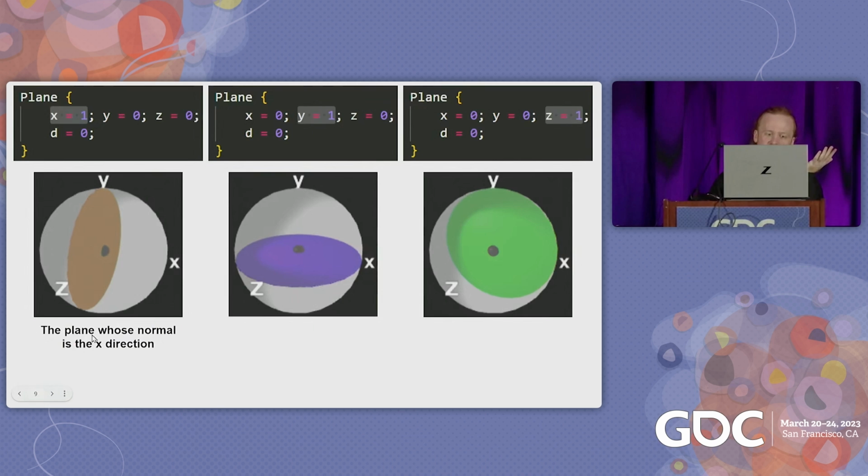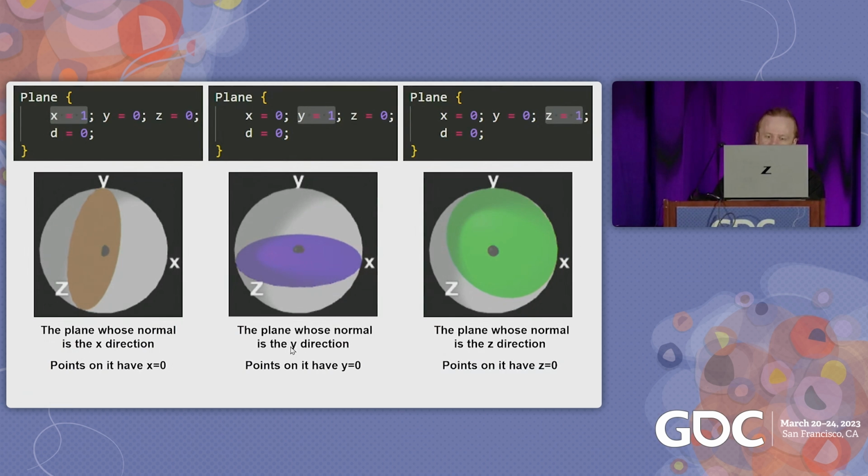You can think of this as the plane, like I say, whose normal is in the X direction. Points on this plane have X equal to 0, which is a little bit confusing, right? The points have X equal to 0, but this plane is the X equals 1 or X equals 2 plane. That's a little bit strange sounding, but you can kind of get used to it. And then this is the Y plane, the plane whose normal is in the Y direction. Points on it have Y equals 0. And the plane whose normal is in the Z direction.